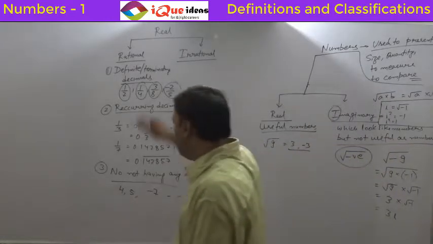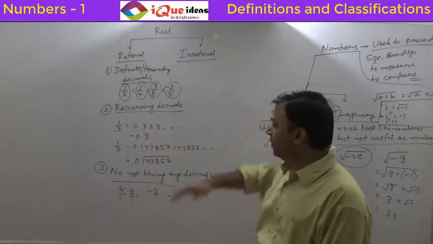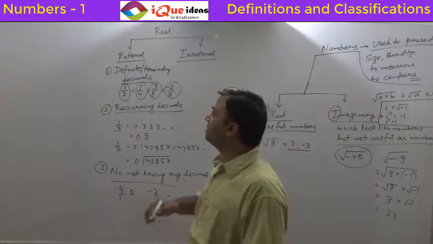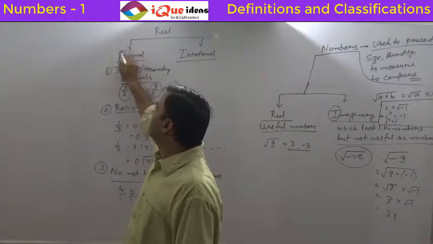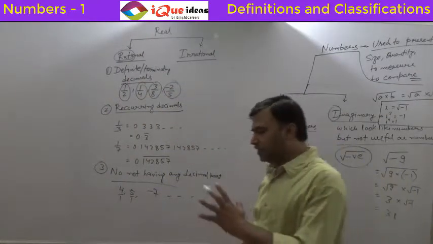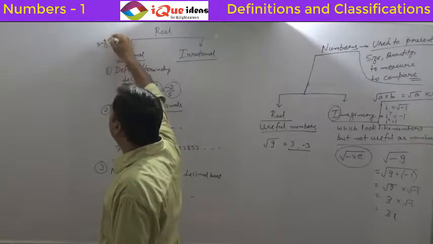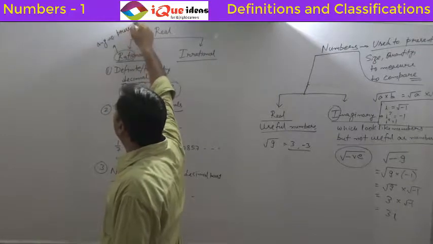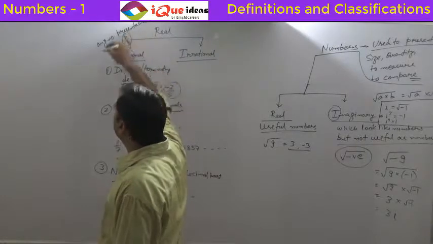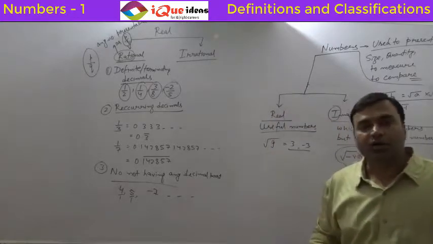What you can see is that each of these numbers can be presented as a ratio. Look at that: 1 by 2, 1 by 3, 4 by 1, 5 by 1. They're all a ratio. In fact, if you look at the first 5 letters of the word rational, that is the word ratio. So in general, the definition of rational numbers is given like this: any number presentable as P by Q is a rational number.